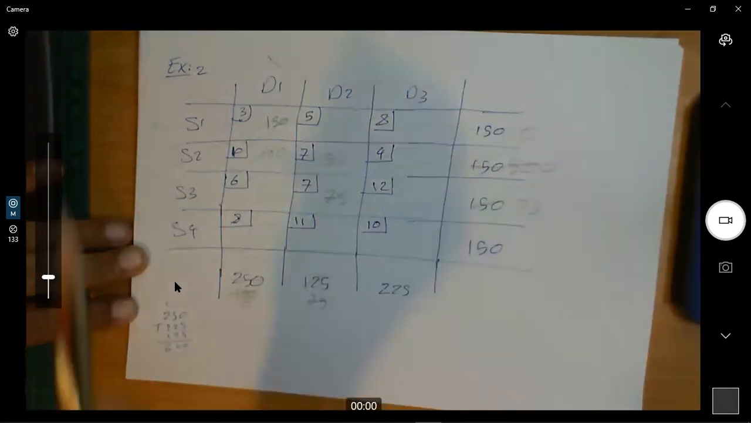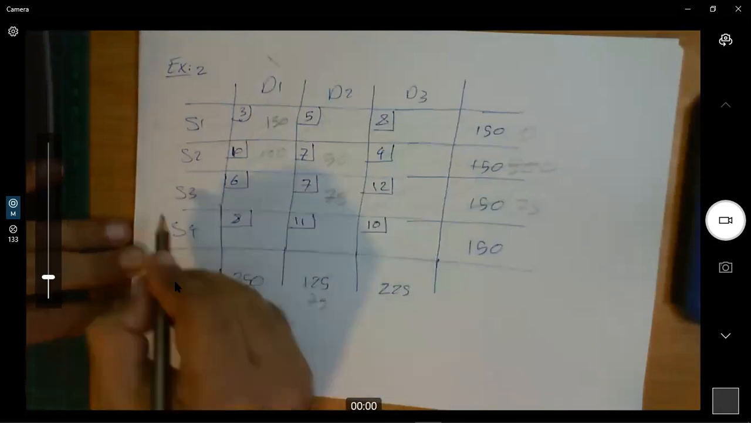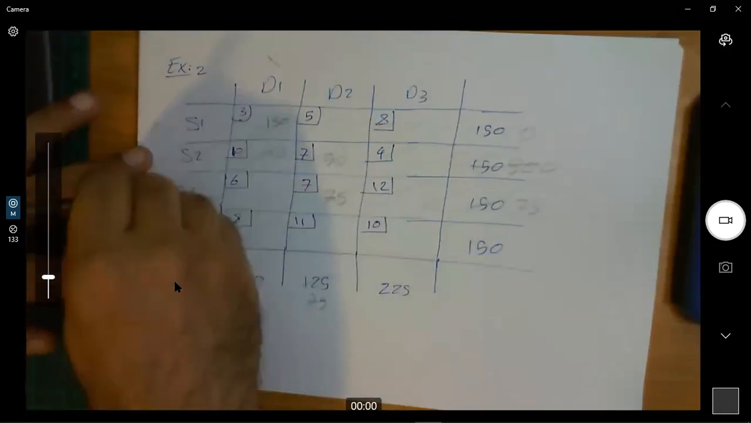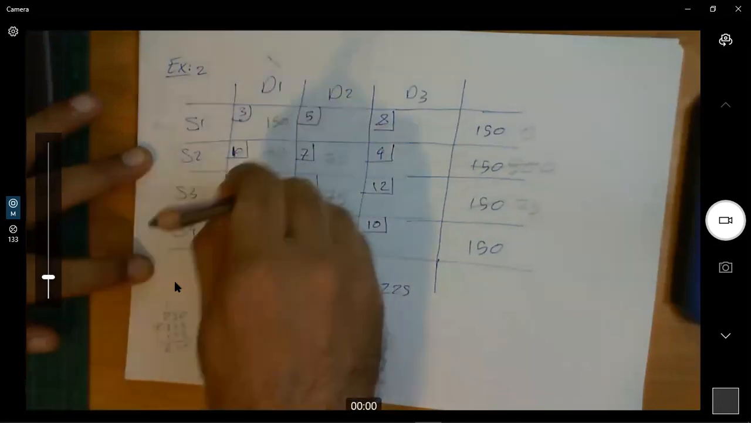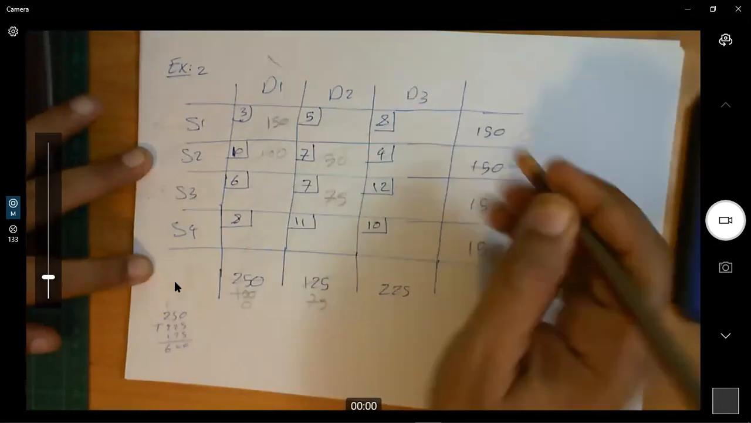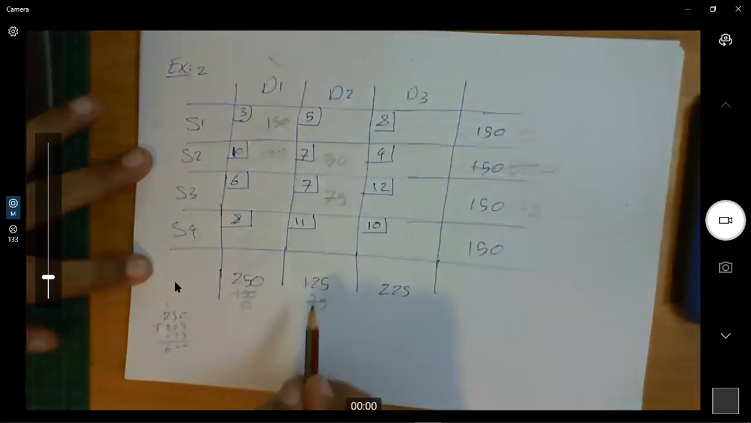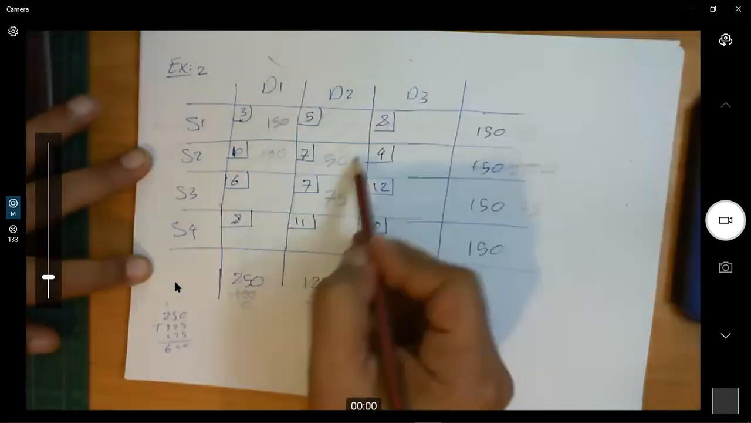This one is wrong, because we still have 75 left at the supplier. Yes. But here we have 0. We don't have any demand. So this one is gone.